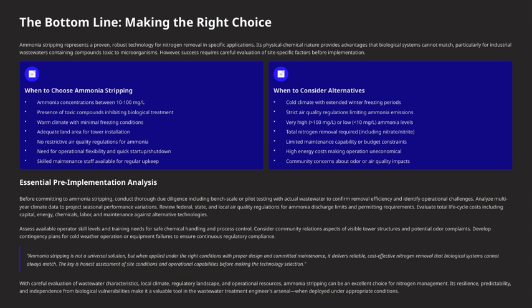So, when should we consider ammonia stripping? Typically, it's suitable when ammonia concentrations are between 10 and 100 milligrams per liter. It's also a good option if there are toxic compounds present that inhibit biological treatment. Warm climates with minimal freezing conditions are ideal, as well as having enough land available for the tower installation. And importantly, there should be no restrictive air quality regulations related to ammonia emissions. It's particularly useful when operational flexibility is needed, such as for quick startup and shutdown, and when skilled maintenance staff are available for regular upkeep.